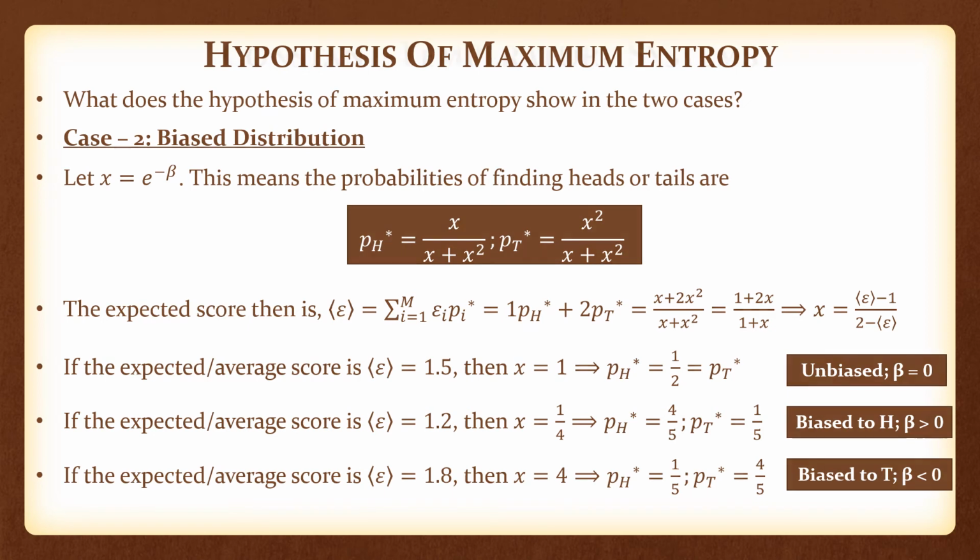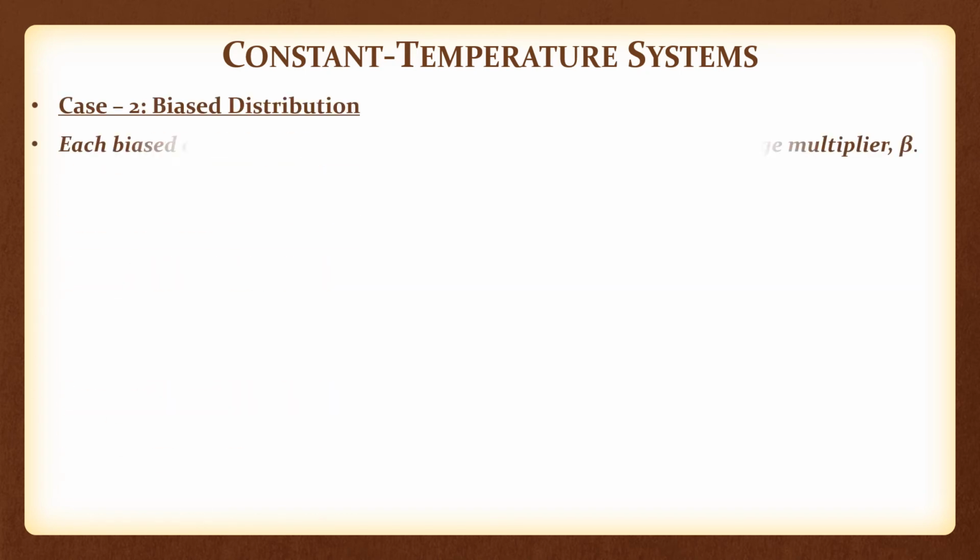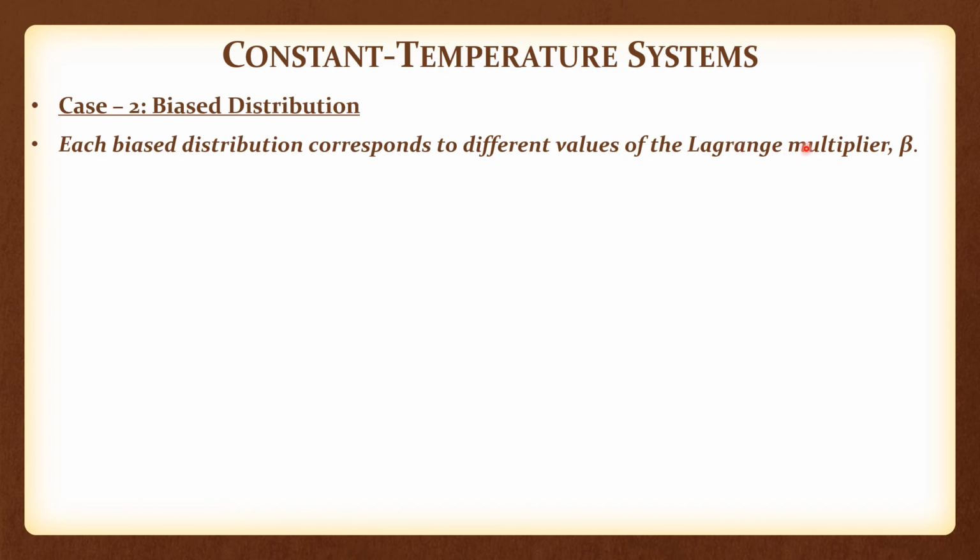So what am I seeing here is that each bias distribution corresponds to different values of the Lagrange multiplier. When beta is less than 0, I get a certain type of distribution. When beta is greater than 0, I get a certain type of distribution. And when beta is equal to 0, I get an unbiased distribution. So it's as if the second constraint did not even exist. So I get an unbiased distribution.